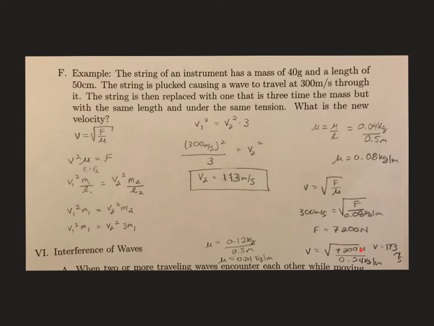I can then sub that 7,200 newtons back in with the new linear mass density, where my mass is 3 times the original, which means the linear mass density is 3 times what it was because the length hasn't changed. And I can sub in and get my new velocity.